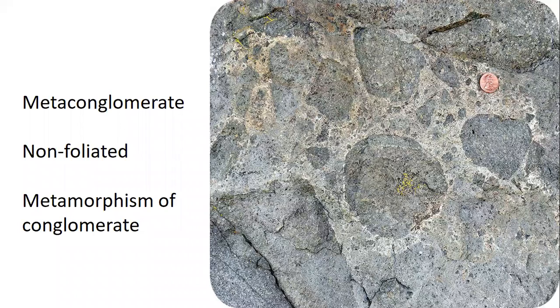Now this rock is what we call a metaconglomerate. If you remember back to sedimentary rocks, we talked about conglomerates. Conglomerates were lots of different rocks kind of cemented together. So again, it's non-foliated, but it's been metamorphized. It has gone under an immense amount of pressure and heat, but at the same time, we can still see the individual rocks inside there. So this is metaconglomerate.